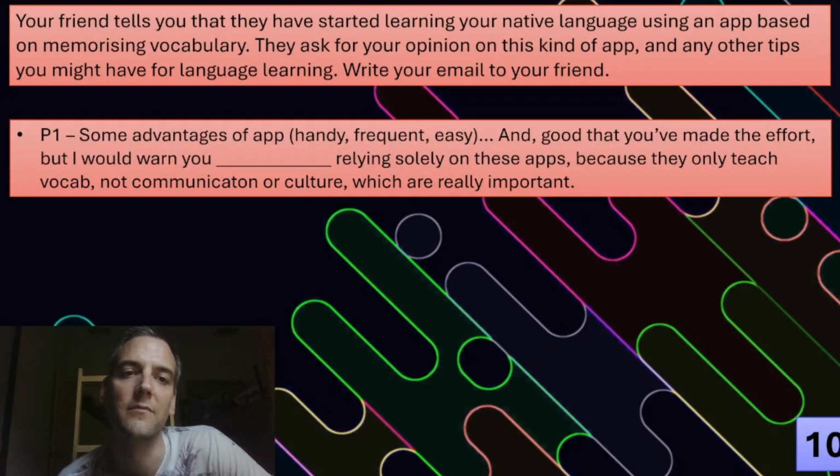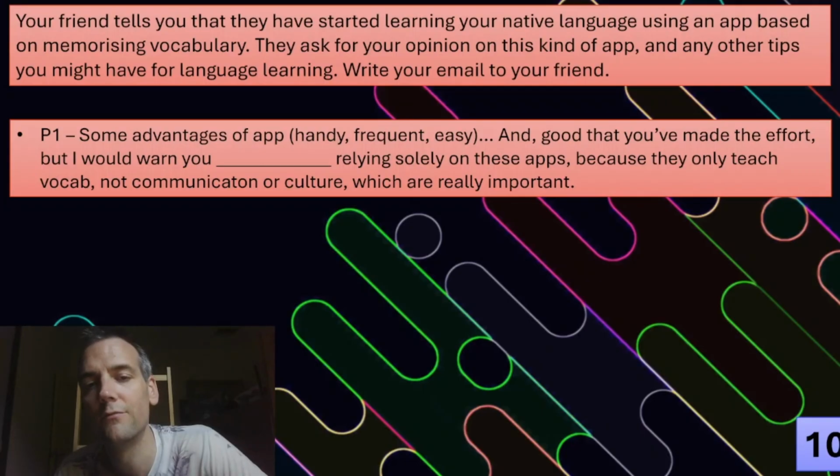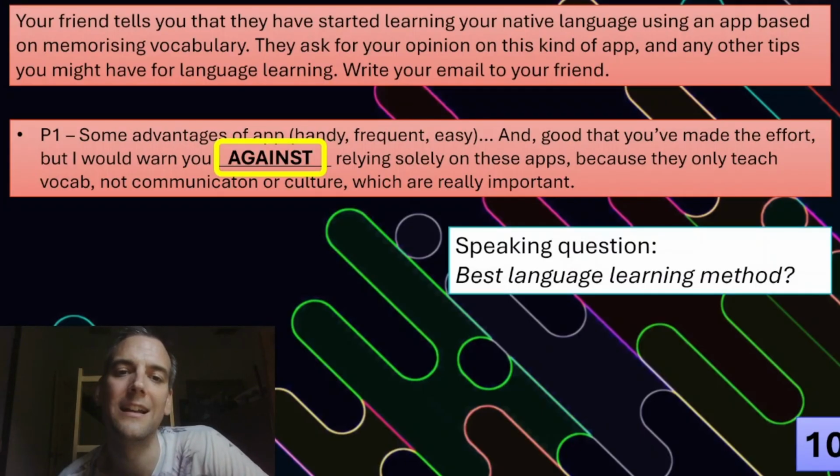And you might say something like, there are some advantages, it's handy, it's frequent, it's easy to use, and it's good that you've made the effort, but I warn you, relying solely on these apps, because it's only vocab. So how do we use warn? We need the preposition that goes with to warn someone. You warn someone against doing something.